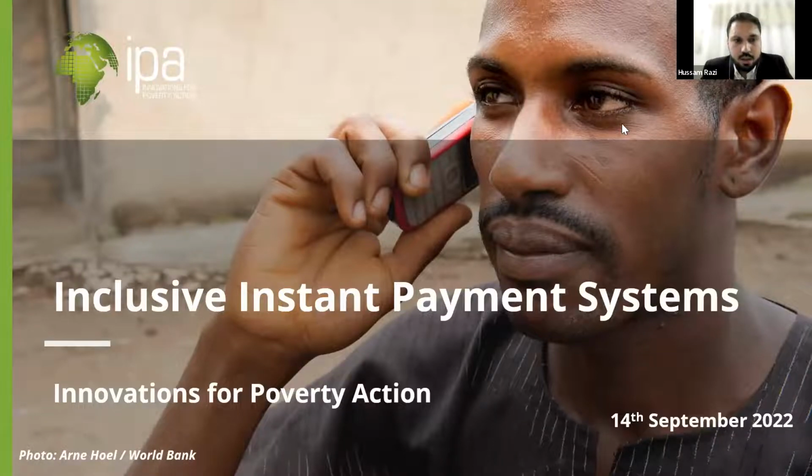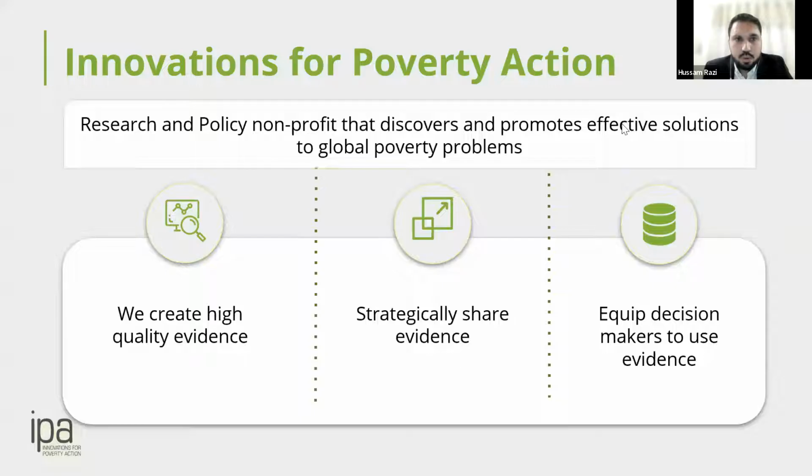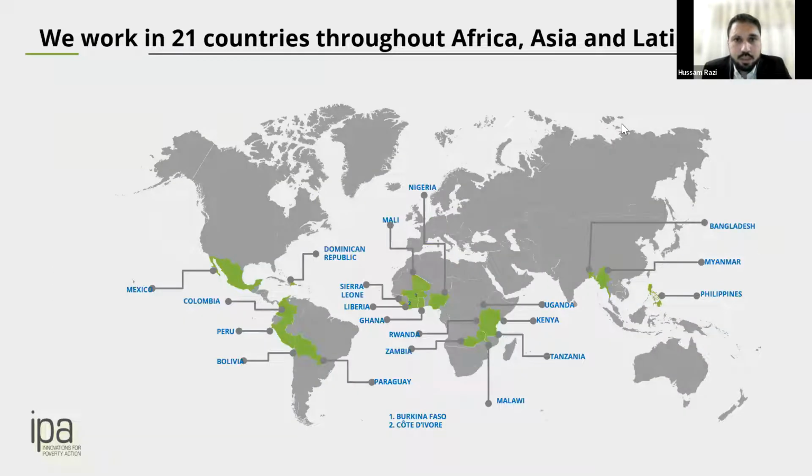Today's webinar is on inclusive instant payment systems by Innovations for Poverty Action. For those who don't know about IPA, just a quick brief of IPA. IPA is a research and policy nonprofit that discovers and promotes effective solutions to global poverty problems. We create high quality evidence and share this evidence strategically to equip decision makers to use this evidence. We work in 21 countries throughout Africa, Asia, and Latin America, and we're HQ'd in Washington, D.C.